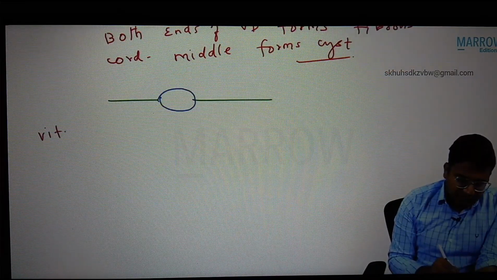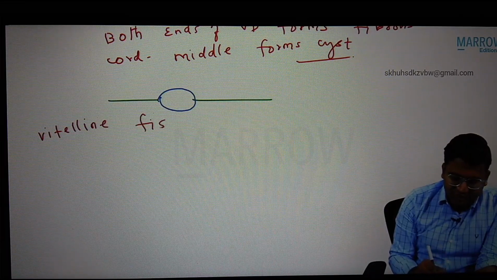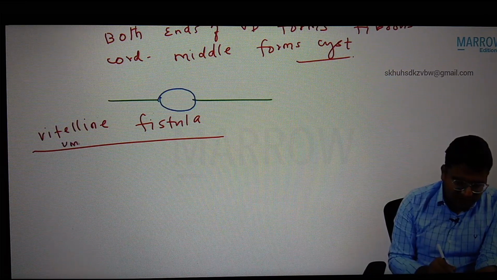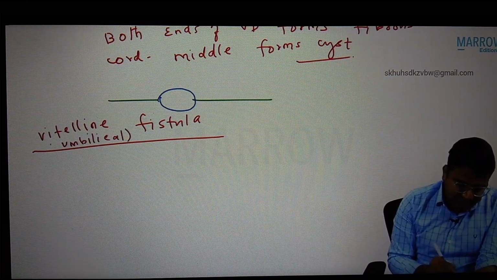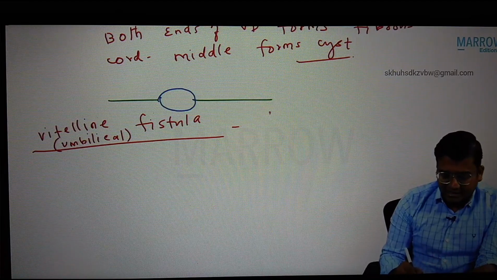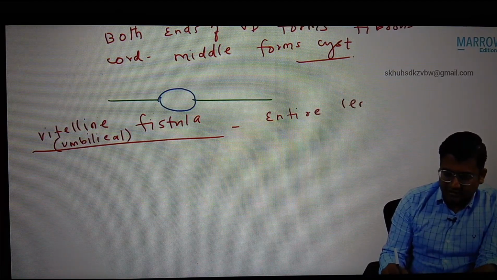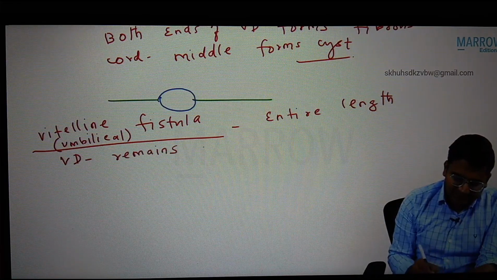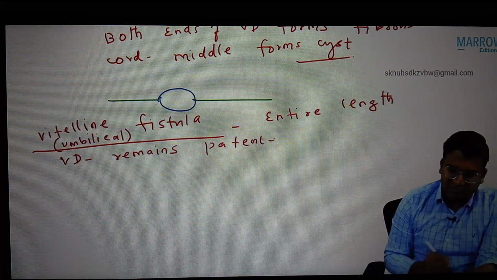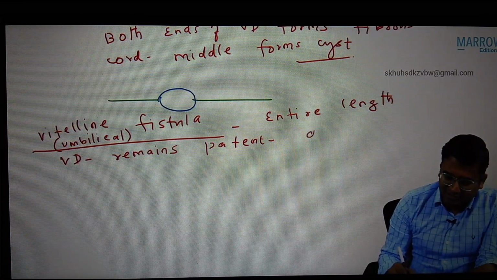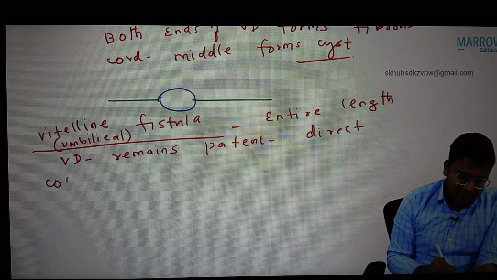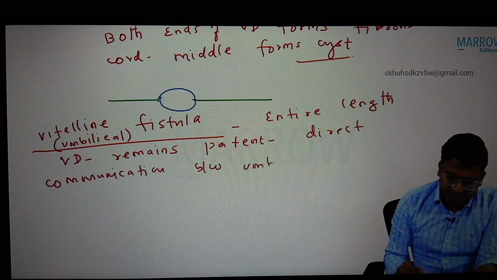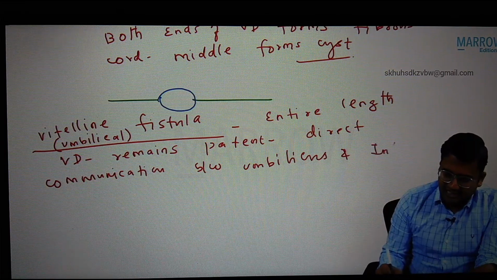Now next one, we're going to discuss about vitelline fistula. Now in the vitelline fistula, also called as umbilical fistula, the entire length of the vitelline duct remains patent. Now what will happen because of that? Because of that we have a direct communication between the umbilicus and the intestinal tract.